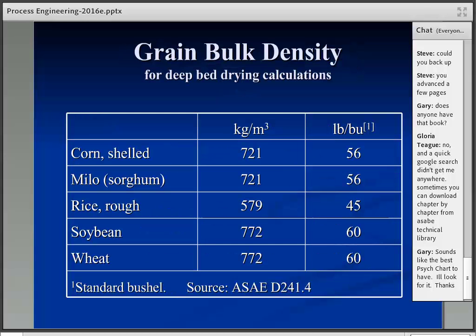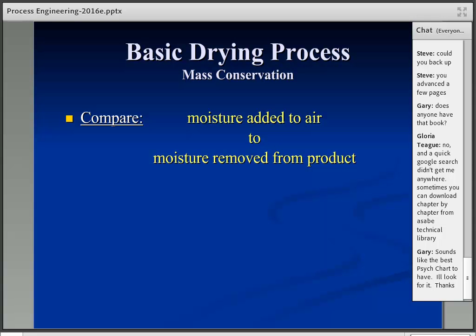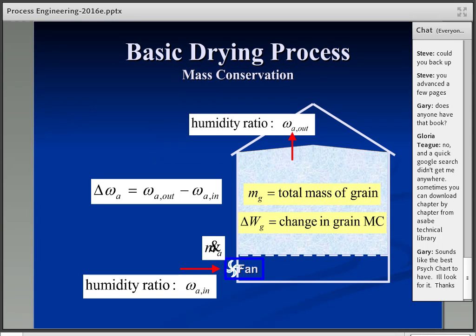I've got some examples on grain drying. These are just a list of bulk densities. If you need bulk density, they're in this ASAE data, 241.4. Okay, it's going to evaluate a basic drying process, which is going to be a moisture balance, or a mass balance. The amount of moisture that's removed from the material has to equal the amount of moisture that comes into the air.